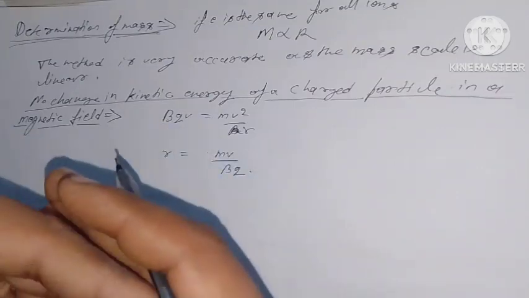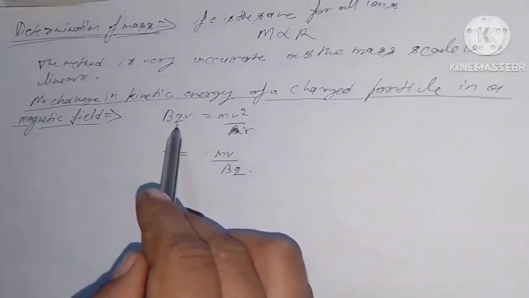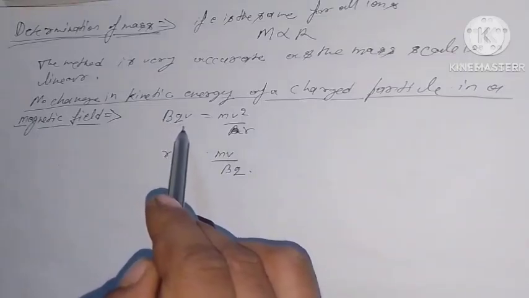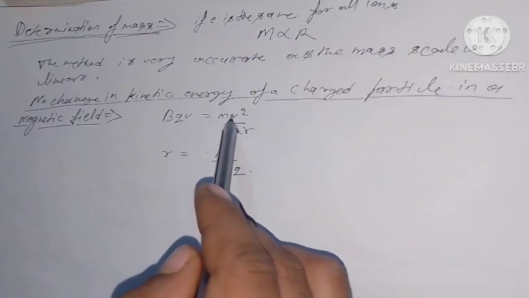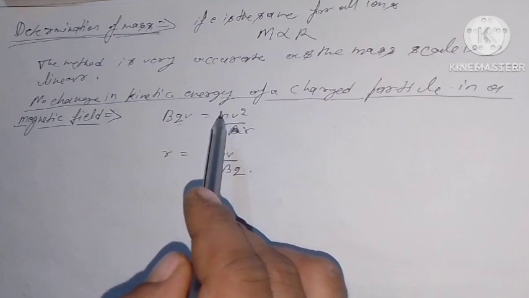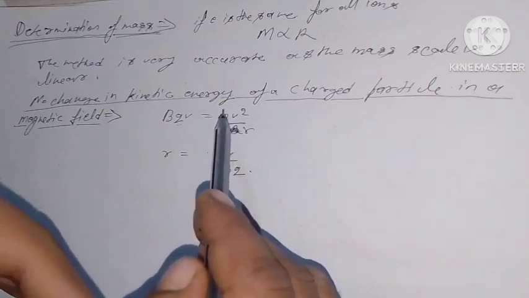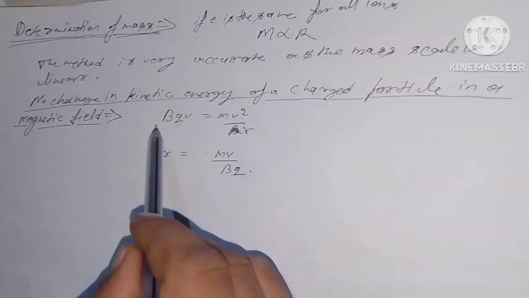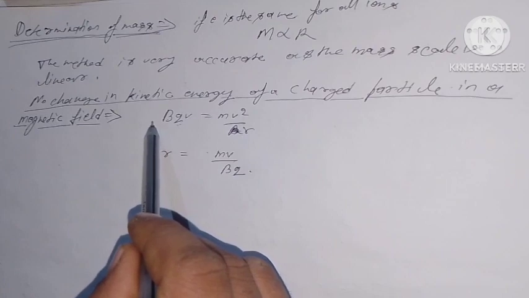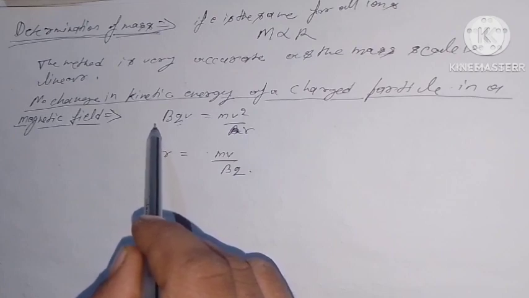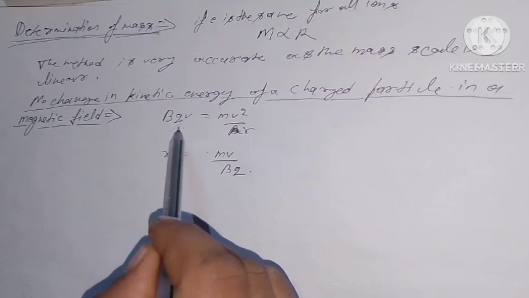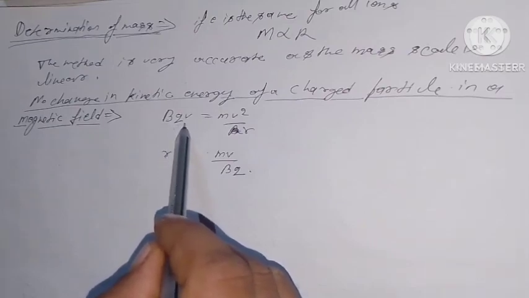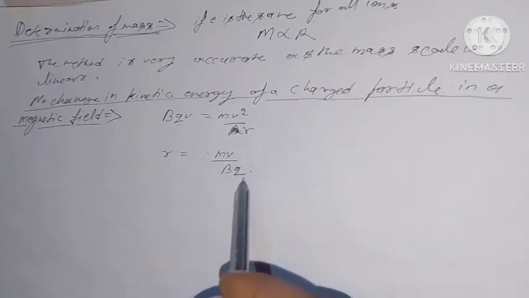No change in kinetic energy of a charged particle in a magnetic field. When a charged particle having charge q and velocity small v, kinetic energy K equal to 1 by 2 mv square, enters a magnetic field of intensity B perpendicular to its path, the charged particle will therefore move in a circular path of radius small r, then BqV equal to mv square by r, then r equal to mv by Bq.